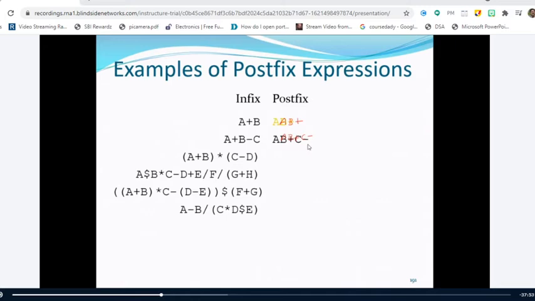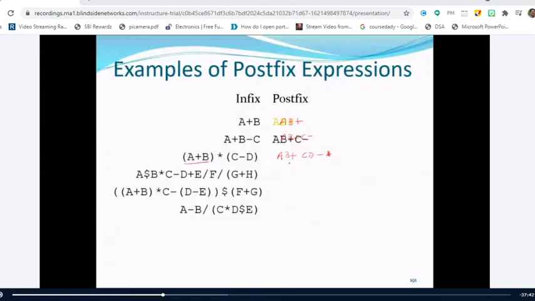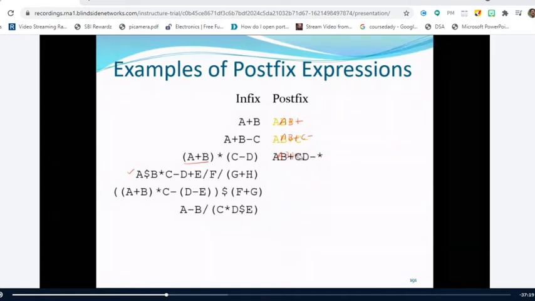What happens to the third one? I think it is AB plus CD minus star, right? Why? Because I have to solve this one first. It becomes AB plus, and after that I have to solve this. It becomes CD minus, and star has to be operated last. Therefore, it has to be placed there. It is AB plus CD minus star. Can anybody tell me the answer for this one? Please write it on your paper and then tell me the answer. We'll check whether you got the correct answer.